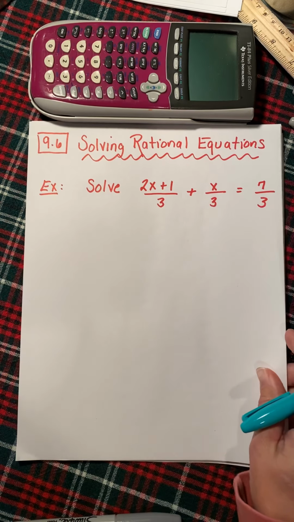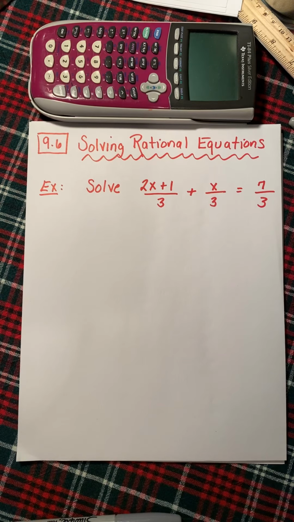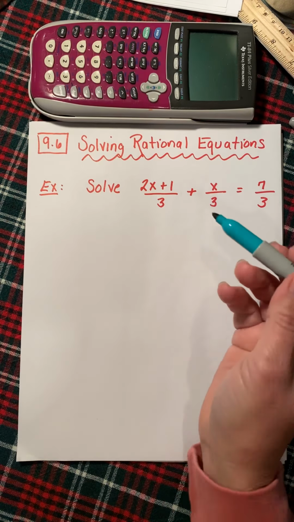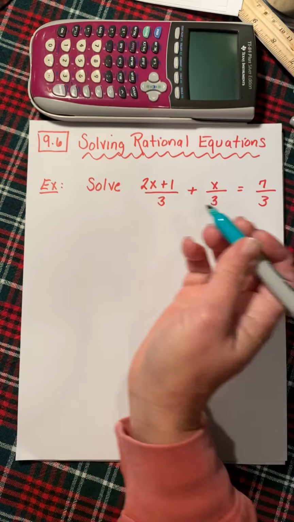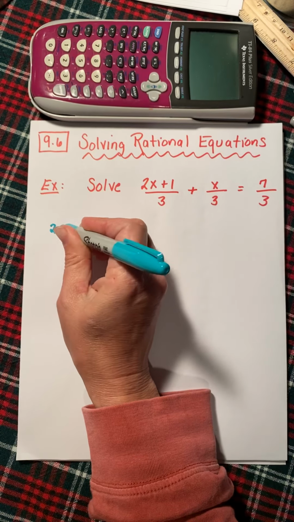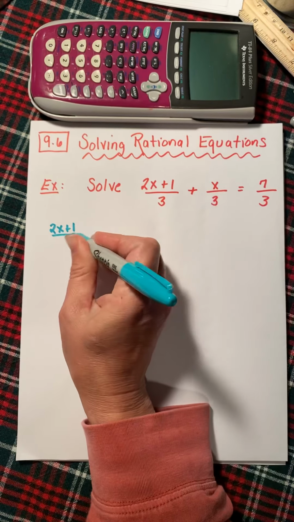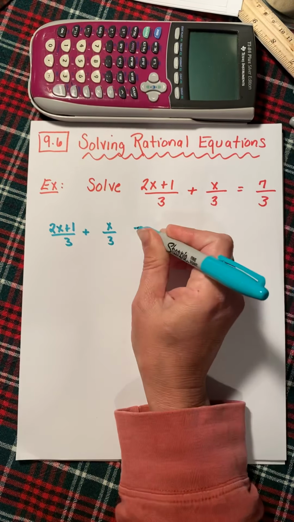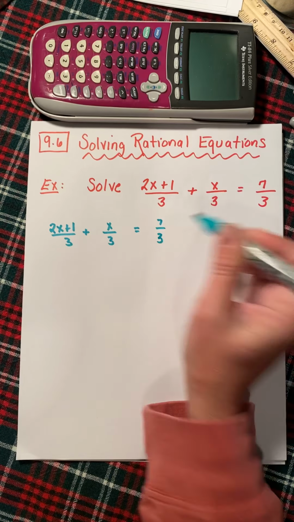Okay guys, so process here. When we're solving a rational equation, the goal is to get just one rational expression on each side of our equation. So we're not going to forget everything we've covered in the previous sections. If you notice, quite simply, 2x plus 1 over 3 plus x over 3 equals 7/3. Let me just rewrite the problem.